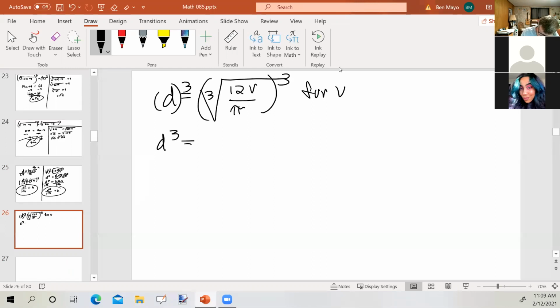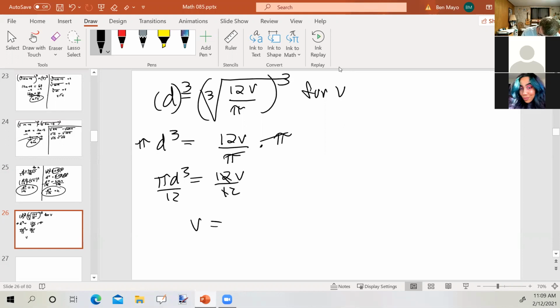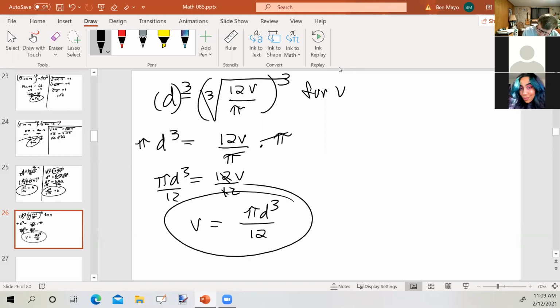So we get d cubed equals 12v over pi. I'm going to multiply both sides by pi. So we get pi d cubed equals 12v. I'll divide both sides by 12, and v equals pi d cubed over 12. Any questions there?